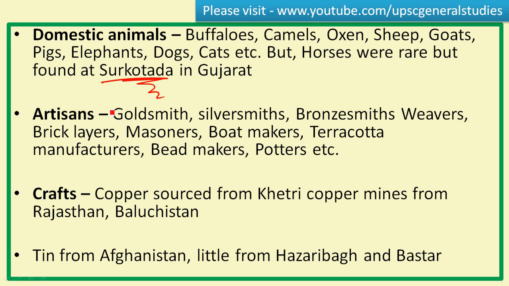Next are the artisans. A large variety of artisans was present: goldsmiths, silversmiths, bronzesmiths, weavers, bricklayers, masons, boat makers, terracotta manufacturers, bead makers, and potters. These artisans were sustained by the surplus food supplied from agriculture. And next is crafts. For crafting, copper was sourced from the Khetri copper mines in Rajasthan and from Baluchistan, and tin was sourced from Afghanistan.